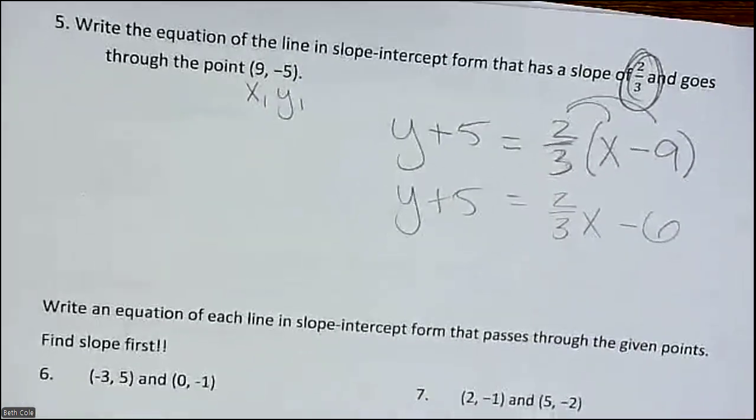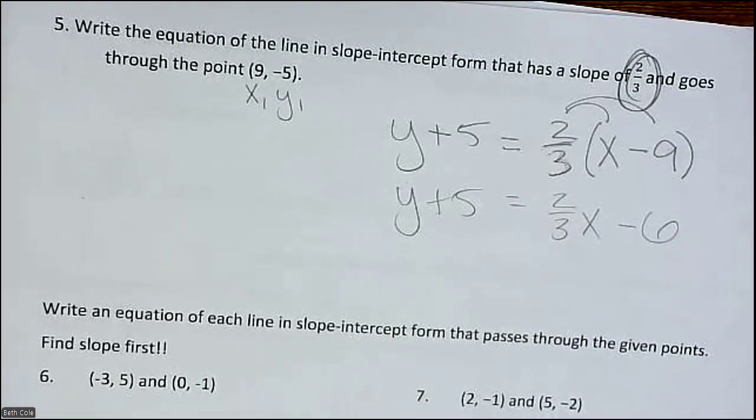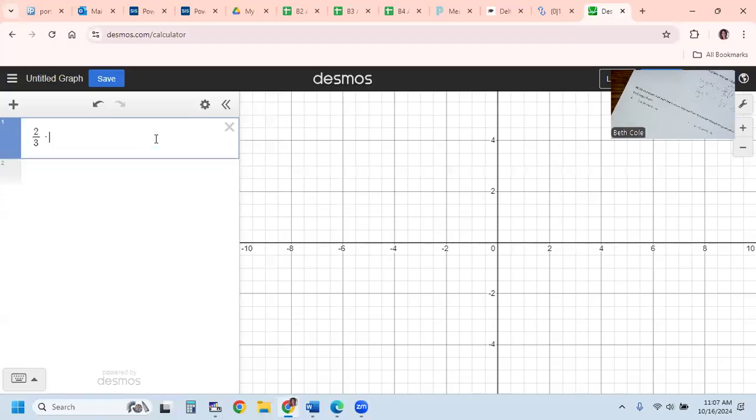Okay, but if you didn't know that, let me show you real quick. This is what you would type in the calculator: 2/3 times 9. Do you see that? 2/3 times 9 is 6. I was just trying to talk you through it without the calculator in case you were interested.